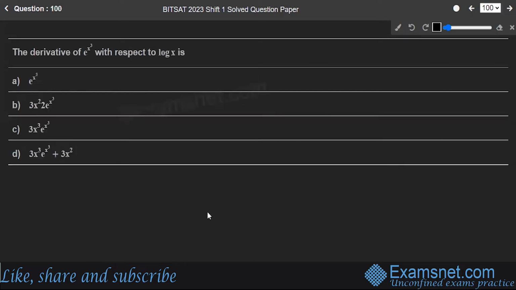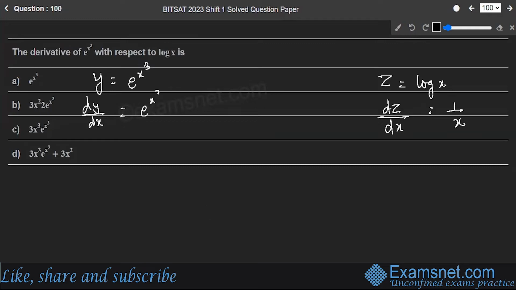Hope you got that. Next is 100 question. The derivative of e power x cubed with respect to log x. So you have two functions. Let's say this is y equal to e power x cubed, and the second function, let's say this is z, is equal to log of x. So here dz upon dx will be equal to 1 by x, and here dy by dx will be equal to e power x cubed into 3x squared, or this can be written as 3x squared into e power x cubed.